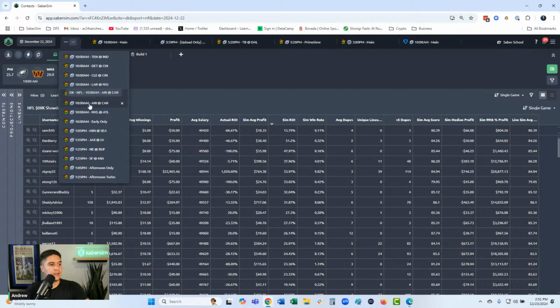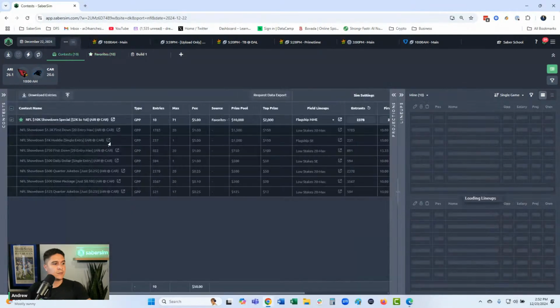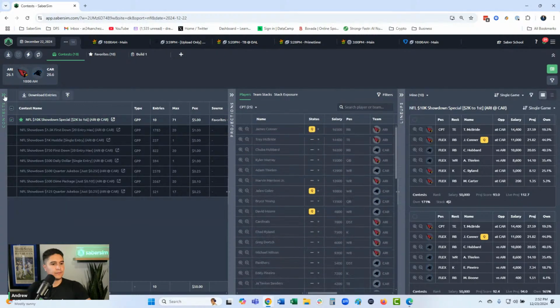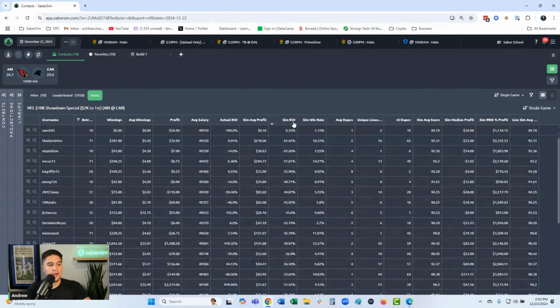All right, next one. Cardinals, Panthers. Go to users. Okay, greater than or equal to 10. Sort by sim ROI. Okay, so this one's interesting, right? Neutral sim ROI. But I do have 1 average dupe and 89.7 sim average score. So basically all of these top sim average scores are in the 90s. So maybe just a little too low here.